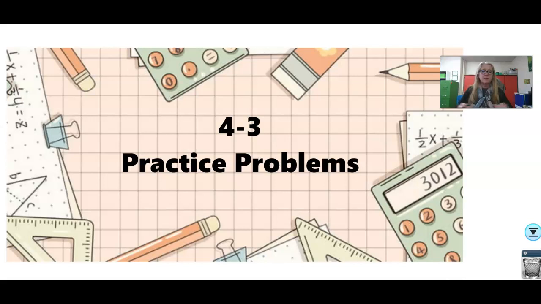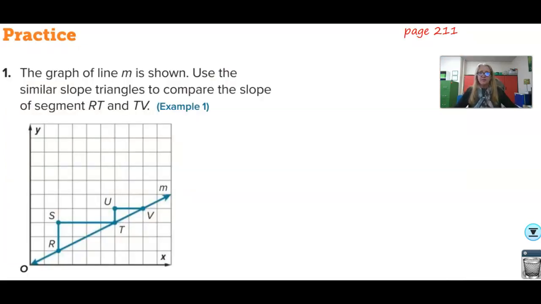These are the practice problems at the end of the chapter. You want to be looking on page 211. Okay. Practice problem number 1. The graph of line M is shown. Use the similar slope triangles to compare the slope of segment RT and TV.